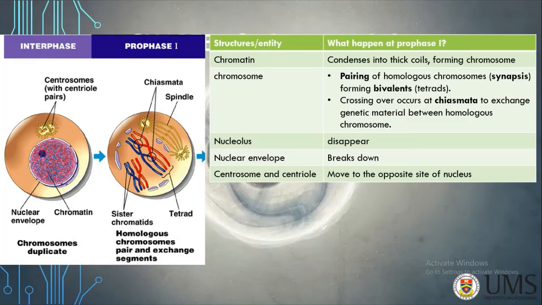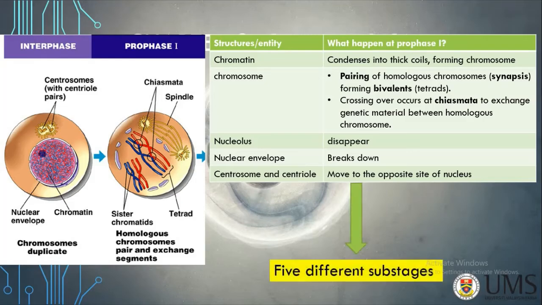However, for the chromosomes, the homologous chromosomes will start to pair themselves, a process known as synapsis, to form bivalents or tetrads. Here, crossing over will occur at chiasmata to exchange the genetic material between the homologous chromosomes.